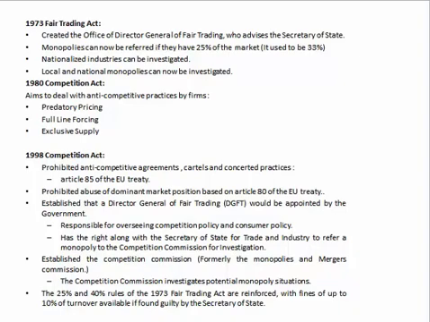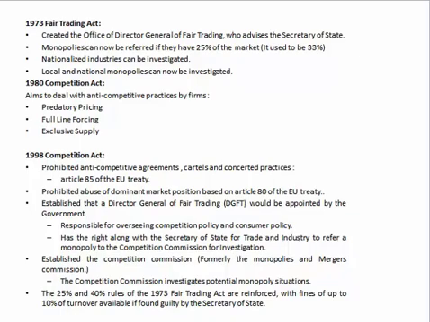The 1980 Competition Act aims to deal with anti-competitive practices by firms, for example, predatory pricing, which involves selling products at a loss to drive out a competitor; full line forcing, which involves making retailers buy the whole product range even if they only want one product; and exclusive supply, selling only to one outlet in an area.